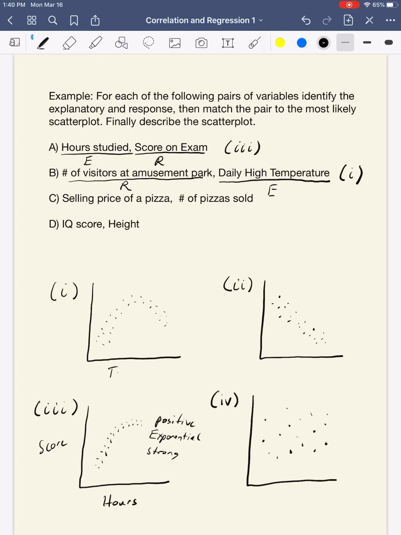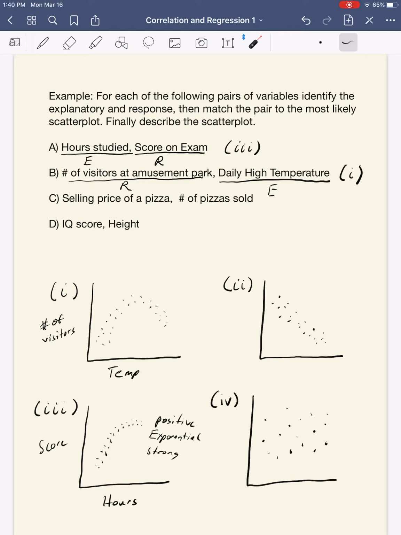If we put the temperature here, because this would be what we're considering explanatory, and the number of visitors here, what we're sort of saying is when the temperature is very low, you don't get that many people showing up. Maybe it's not particularly nice weather to go. As the temperature increases, more and more people begin to show up.